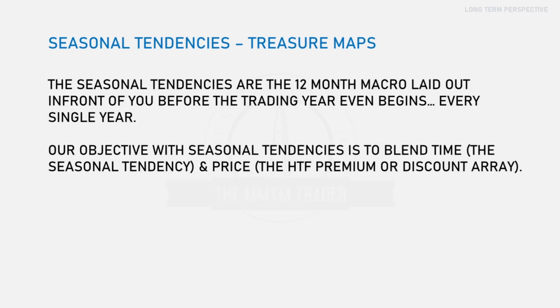The seasonal tendencies are the 12-month macro laid out in front of you, and we'll show you a chart later how that looks like before the trading year even begins, every single year. So we have those median lines, right? 15 years, 30 years lines, what the seasonal might be doing. Our objective with seasonal tendencies is to blend time, the seasonal tendency, and price together, the higher time frame premium or discount arrays. So price meets time and time meets price.